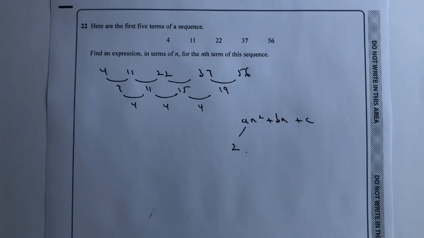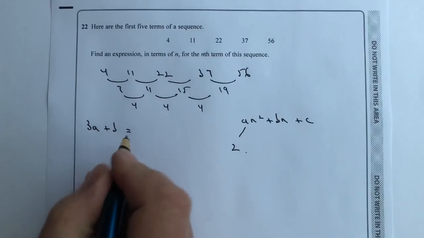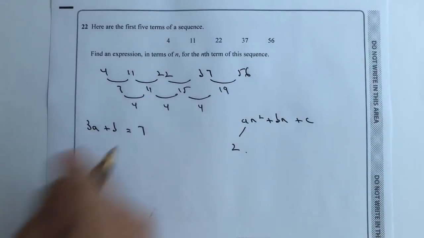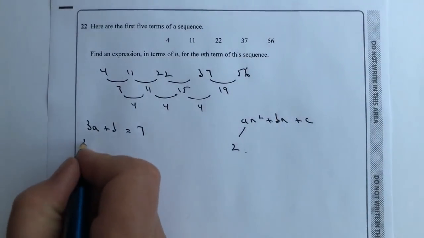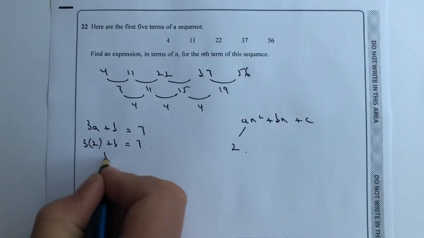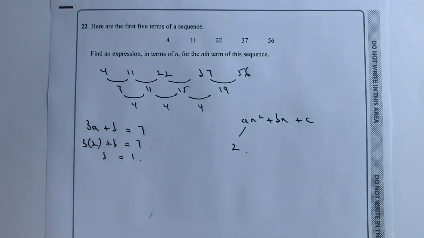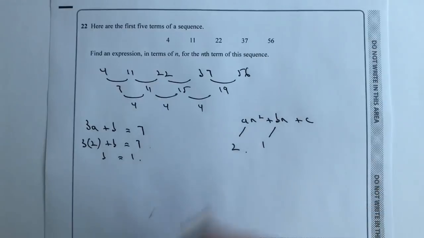The next bit I do is I remember that there is a little formula, 3a plus b, and that equals this first number, the difference between 11 and 4, which is 7. Because I've got this value of a, I can plug it in: 3 times 2, which is 6, plus b equals 7. So b must equal 1, because I take 6 from both sides, and b equals 1. So that value here is 1.